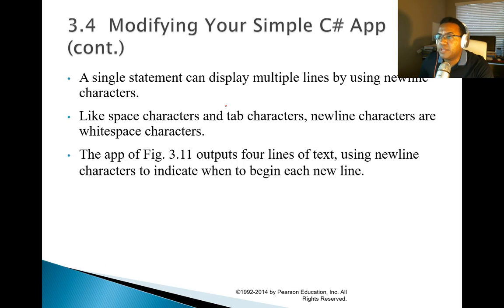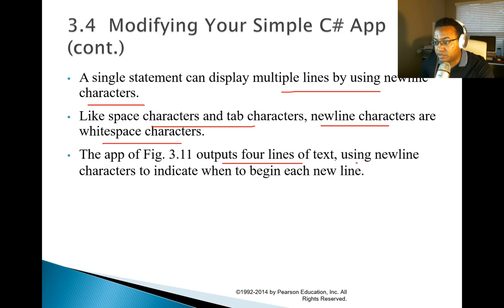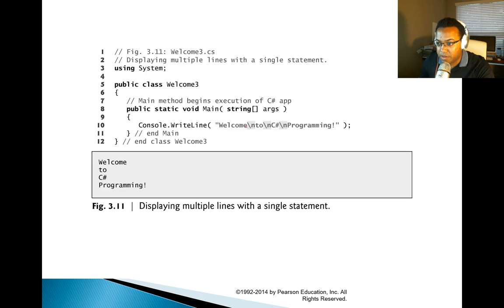A single statement can display multiple lines by using newline characters. Like space characters and tab characters, newline characters are white space characters. The app in figure 3.11 outputs four lines of text using newline characters to indicate when to begin each new line. And here, the \n is a newline. That's what that means. New line character, or break, or however you want to look at it. So Welcome will be on its own line, to will be on its own line, C# will be on its own line, and programming will be on its own line, as you see here.